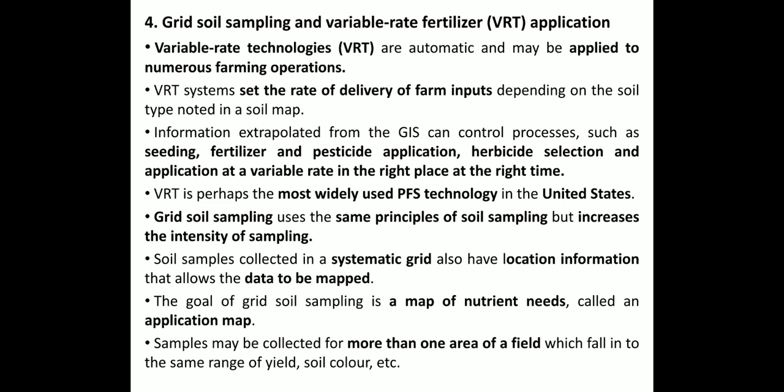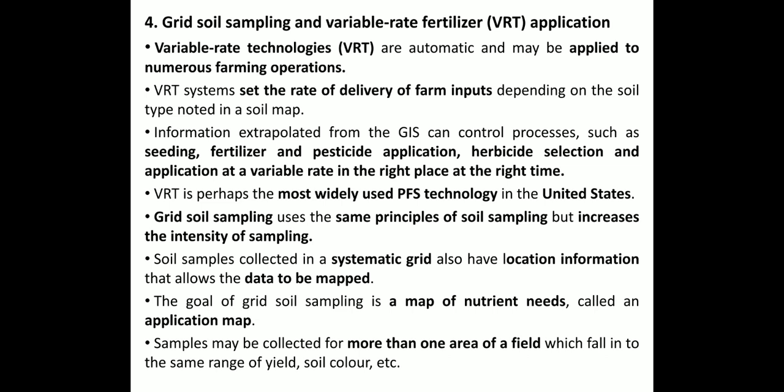VRT is perhaps the most widely used precision farming system technology in the United States. In VRT, the delivery of farm inputs is done with the help of an applicator, as per the need of the crop or the soil, applying the nutrients at an accurate location and at a precise time.